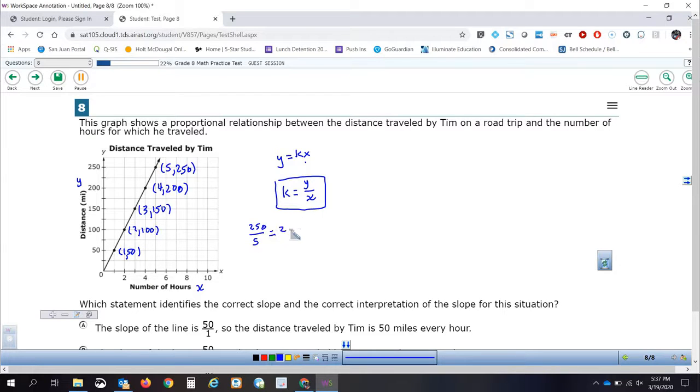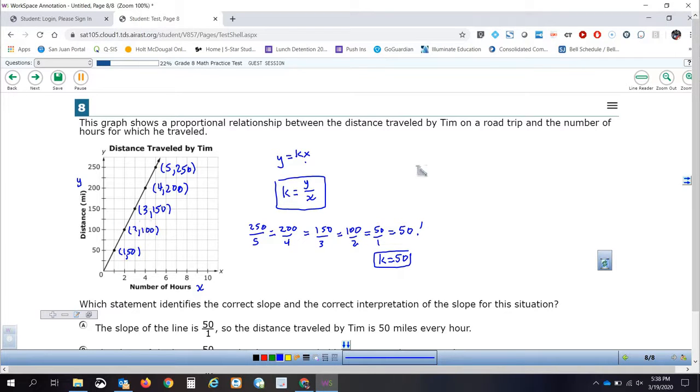Well, that's the same as 200 divided by 4, or 150 divided by 3, or 100 divided by 2, or 50 divided by 1. They're all the same thing. They all equal 50. So what do we know? We know that k is equal to 50. In other words, the distance is equal to the number of hours times 50.